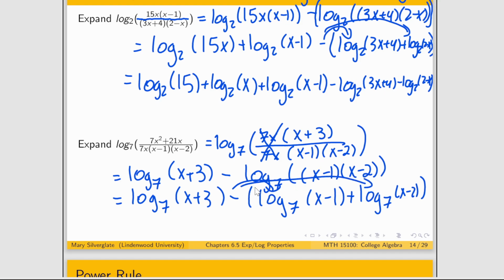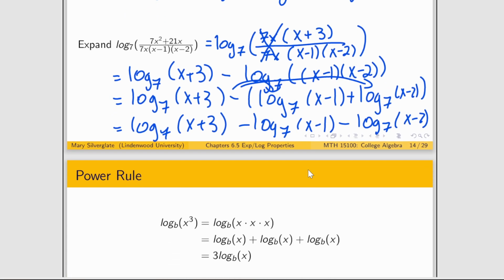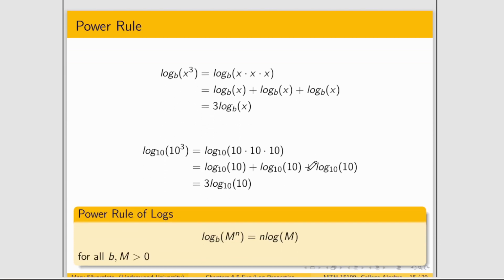Now, if you trust yourself to go ahead and distribute that subtraction right away as you're pulling out that multiplication to become addition, go for it. This is the way I find myself less prone to error, but you might be a little bit different. So our final answer, that log base 7 of x plus 3 doesn't break down further. I'm just continuing to rewrite it. And then we have minus log base 7 of x minus 1, and then minus log base 7 of x minus 2. And now that has been completely expanded.